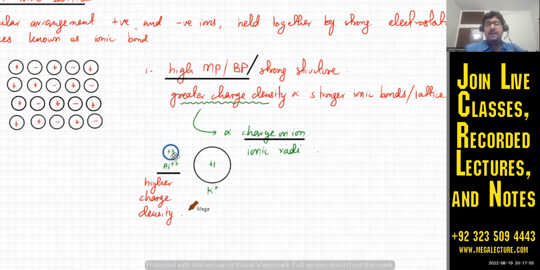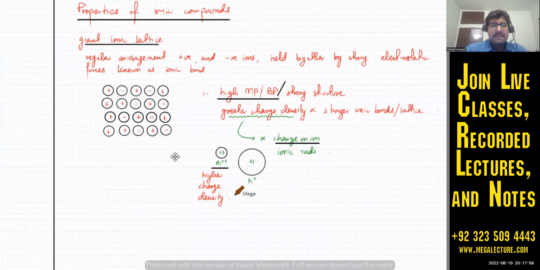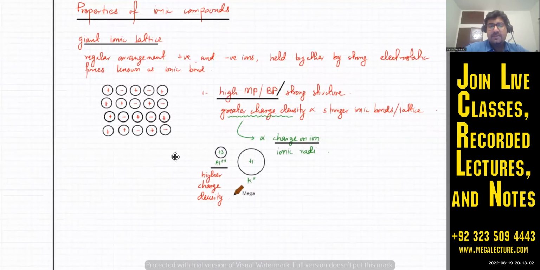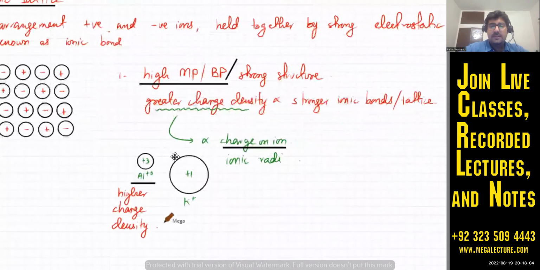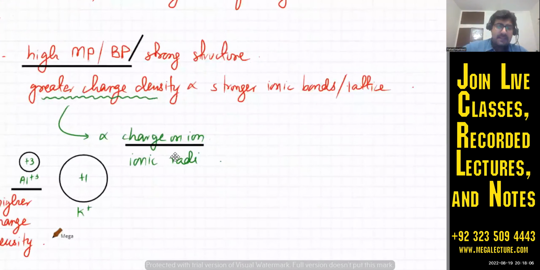Remember this fact when it comes to ions. The ions that are smaller in size and that have greater charge, they're the ones that generate more attraction. I'd say that's number one. They've got a strong structure. Ionic compounds can have really strong structures.